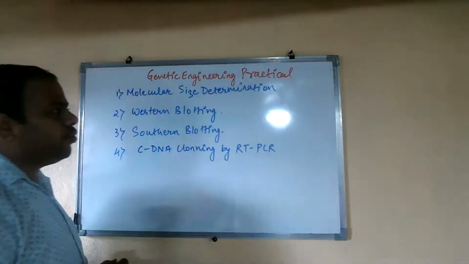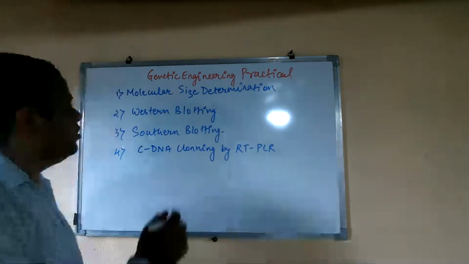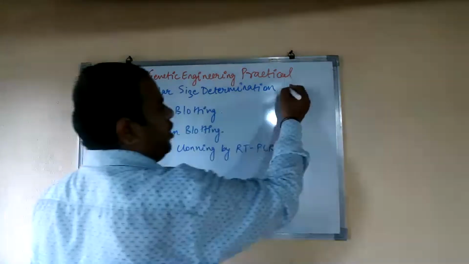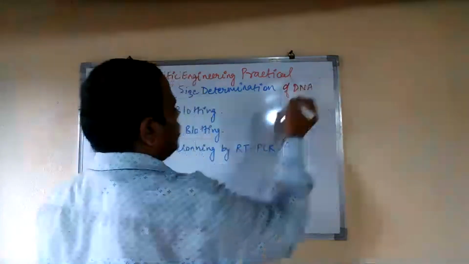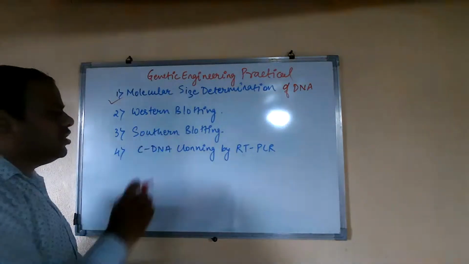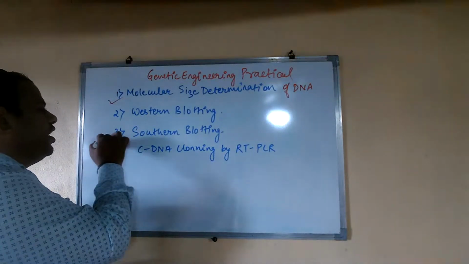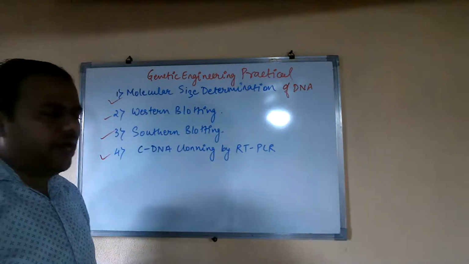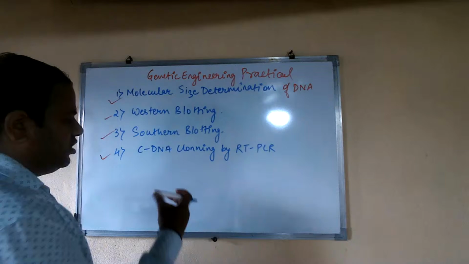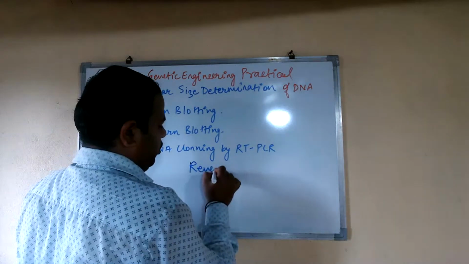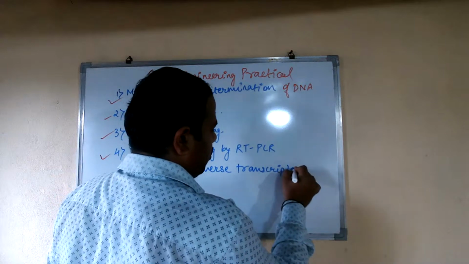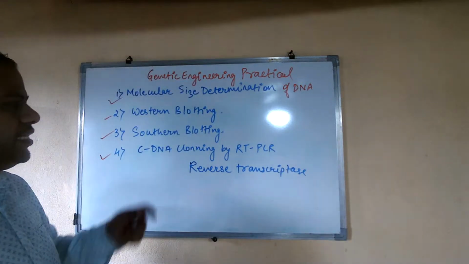I'm going to explain four practicals: molecular size determination of DNA in agarose gel electrophoresis, then Western blotting, then Southern blotting, and then cDNA cloning by RT-PCR. RT-PCR here is called reverse transcriptase PCR. We are going to see each practical in detail.